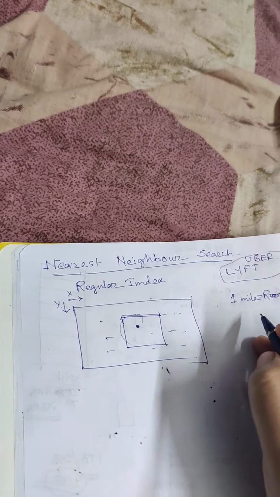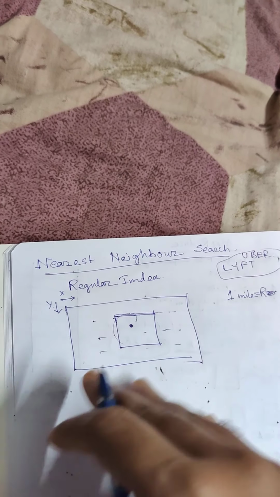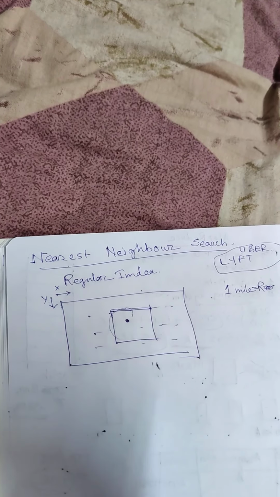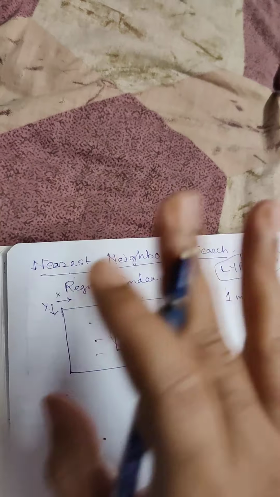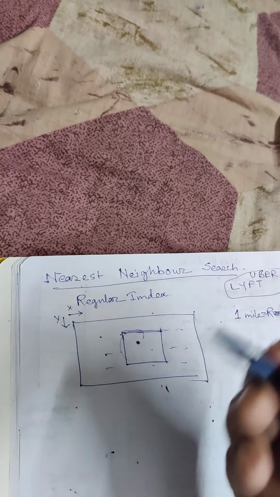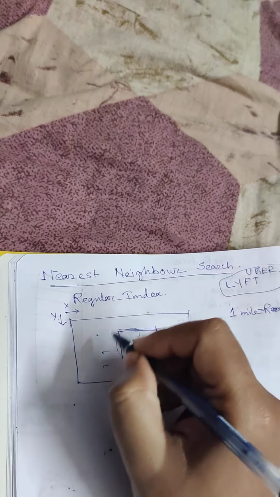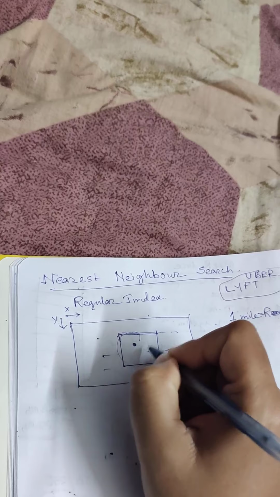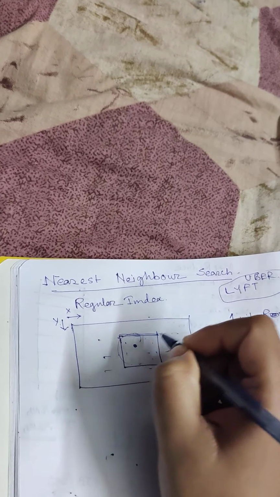So the circle evolves into a square, and this is done because of the simplicity of computation, nothing else. And how it makes it simple, I am going to discuss, so you will have an understanding of this. Suppose you have this square and this point, and you want to understand which points lie in this square.